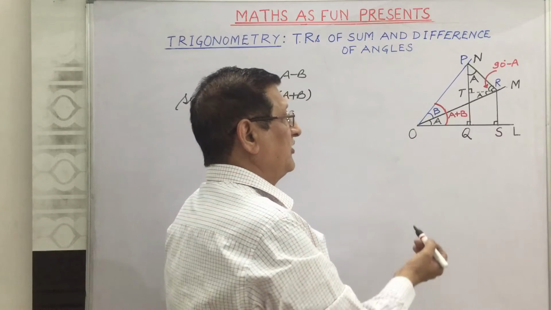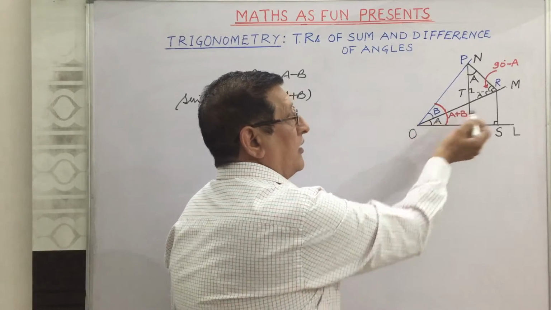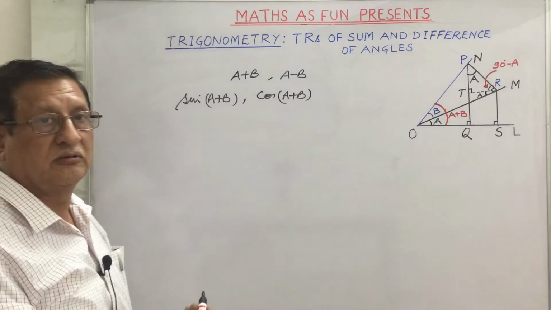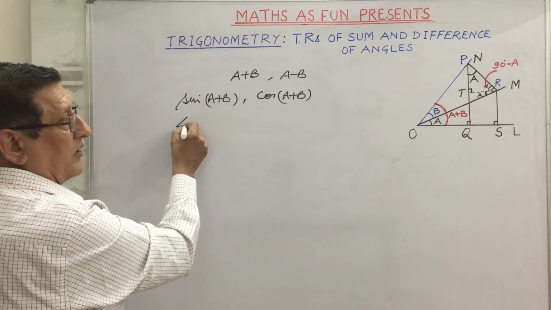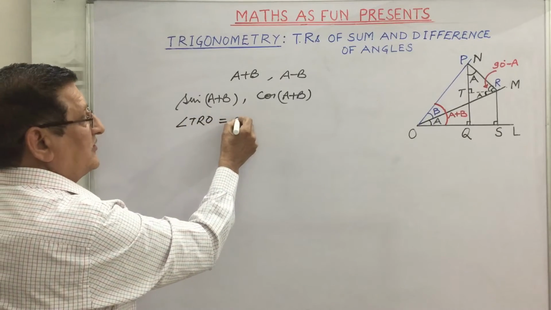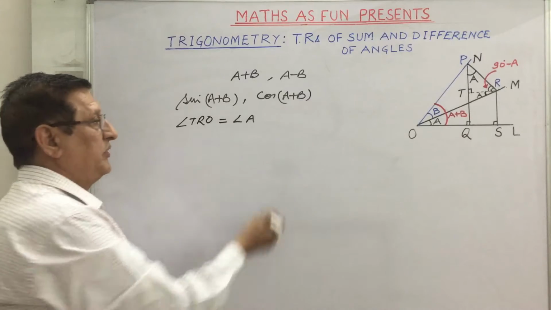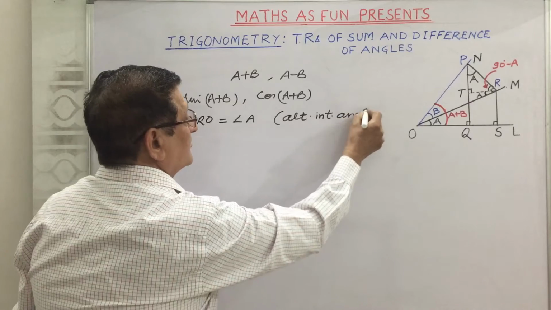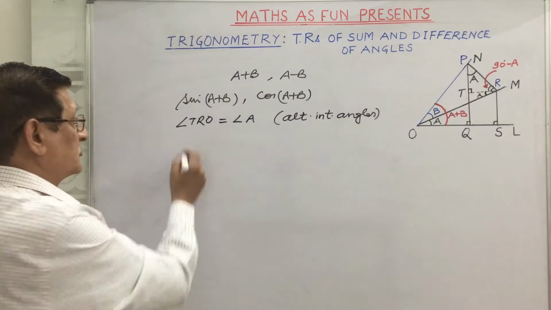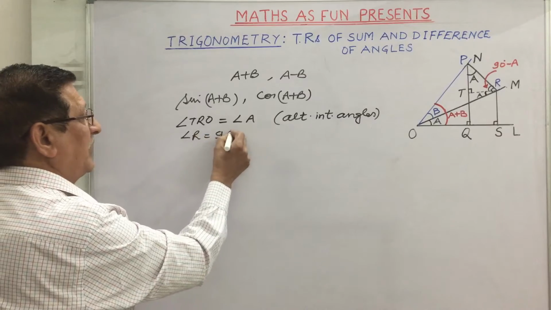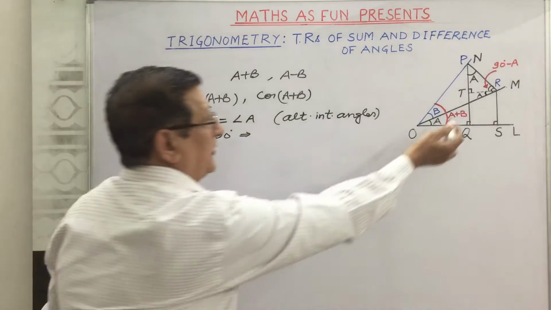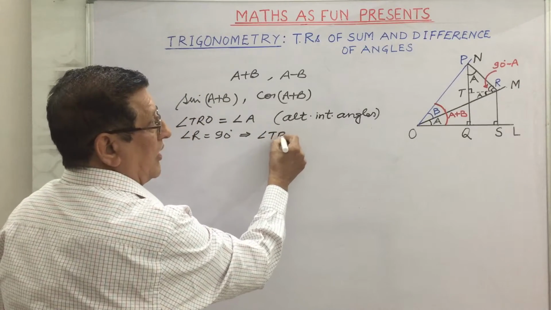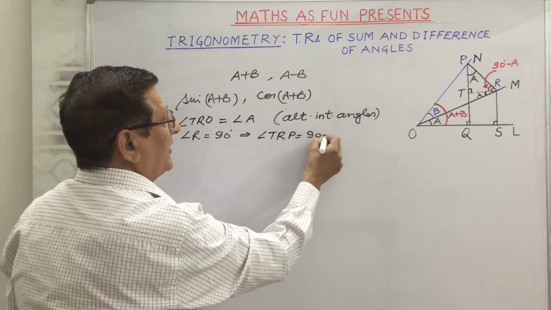After that, we will see whether this angle A and this angle are equal or not, because they are alternate interior angles. So we can say that angle TRO is equal to angle A because they are alternate interior angles. Now we also know that angle R is equal to 90 degrees. If this complete angle R is 90 degrees, can we say then angle TRP will be equal to 90 minus A?